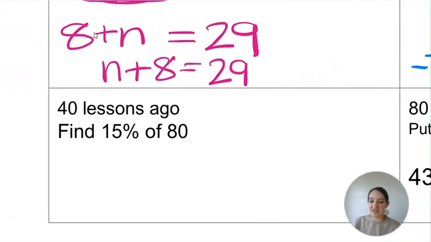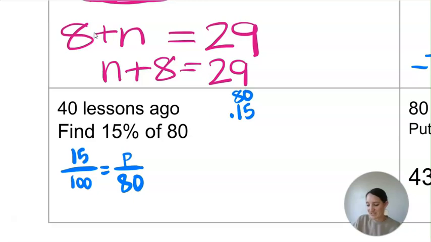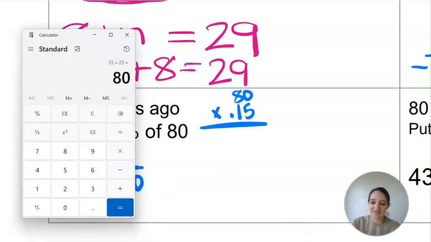60 lessons ago, we were finding percentages. It is a percent problem, so we could go 15 over 100. And then we want to find that part of 80, so we're going to leave it like that. Okay, so because we're looking for the part right here, we already have the whole. I could do this the decimal way. I could change 15% to a decimal, and I could solve that and get 12.